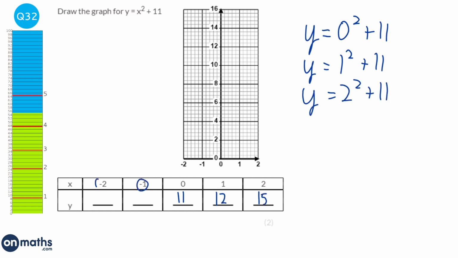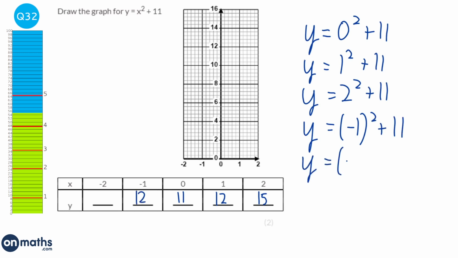Now the minuses are a little bit more difficult, but not that much more difficult, because when you square a negative you actually get a positive. So minus 1 squared is just 1, 1 plus 11 is 12. And then minus 2 squared plus 11: minus 2 squared is 4, 4 plus 11 is just 15.